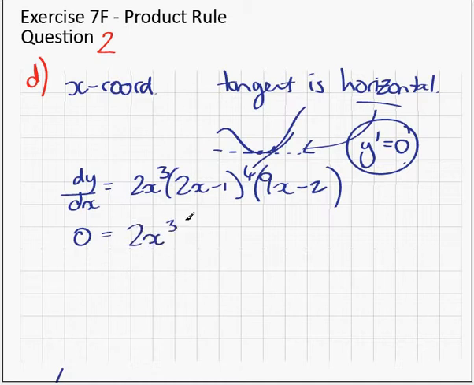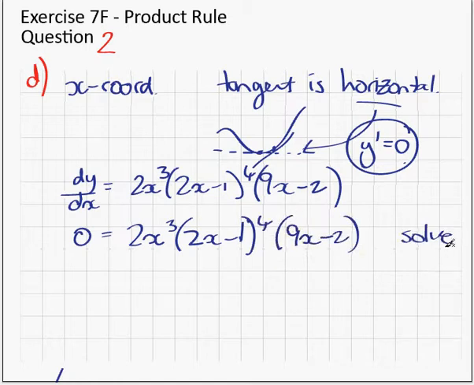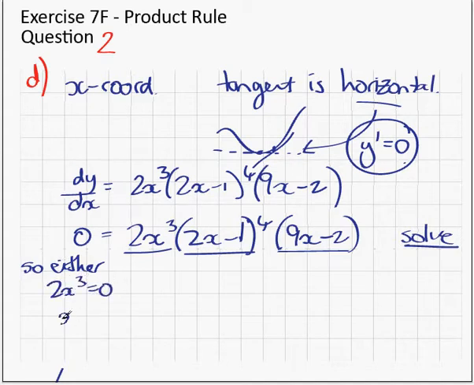So we set the derivative equal to 0, and now we need to solve for x. Here we have 3 components that are being multiplied together to give an answer of 0. So in this case, this will only happen when one of these individual components is equal to 0. So we have 3 possible answers. 2x cubed equals 0, which is where x equals 0.